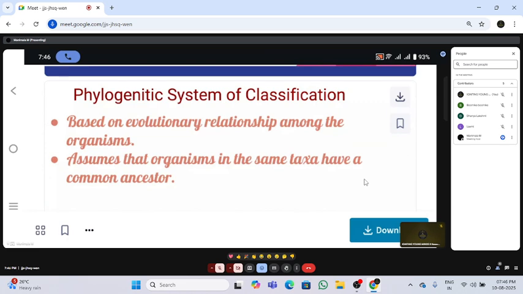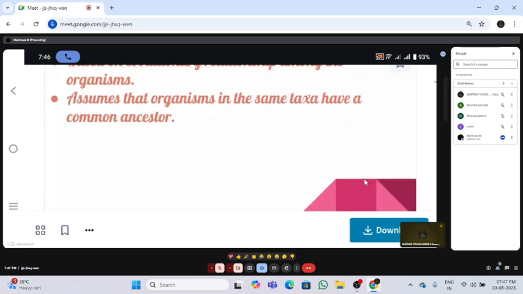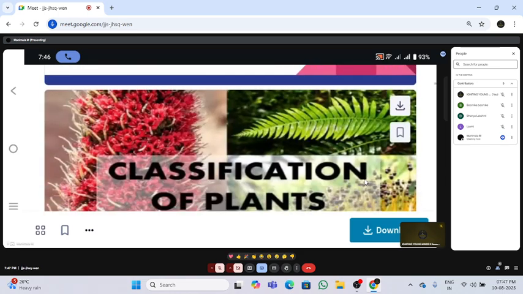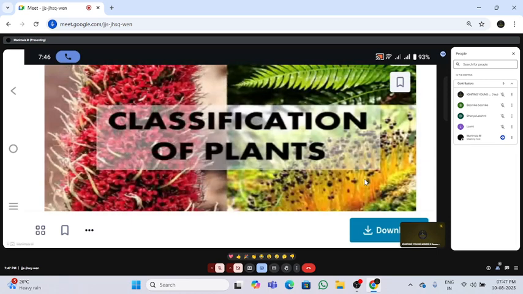And next, the phylogenetic system of classification. Here it depends on the evolutionary relationship among the organisms. If you see, organisms have the same taxa from a common ancestor. As human beings, we all have the same common ancestor. So like that it was classified. So the phylogenetic classification is also accepted.